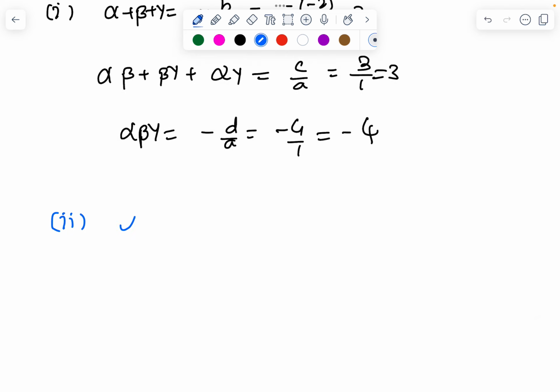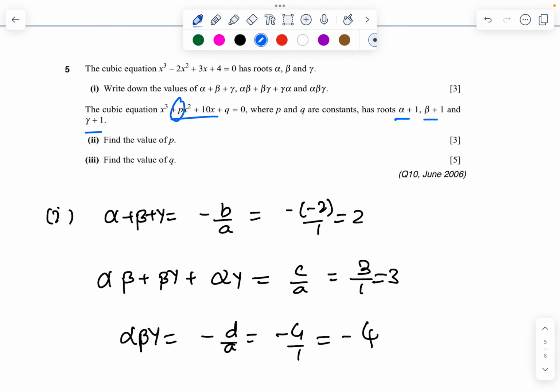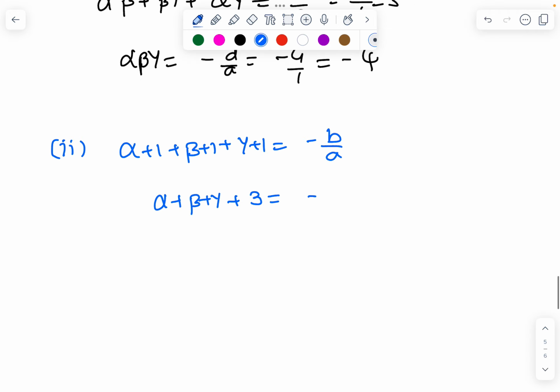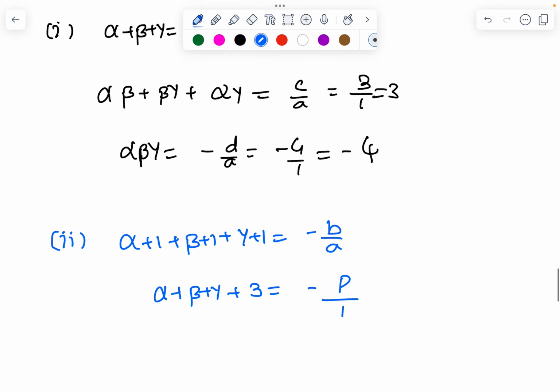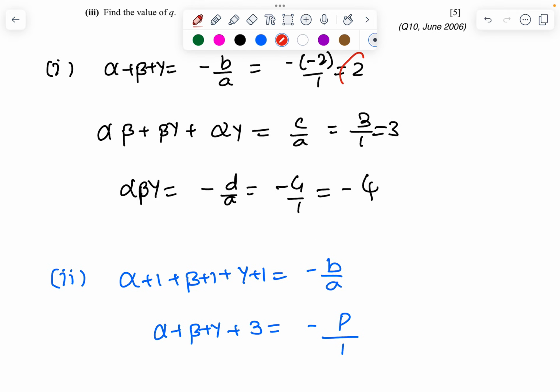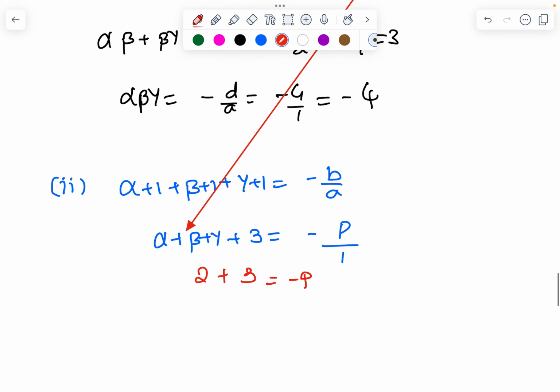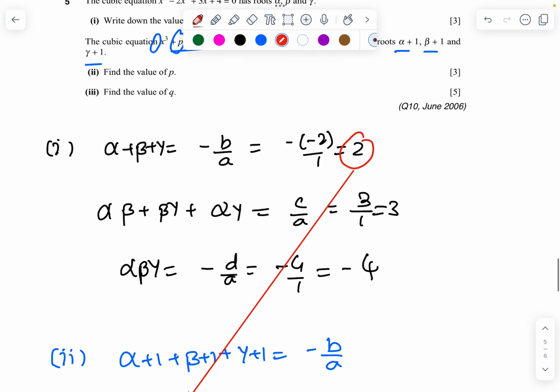So the sum of the roots, alpha plus 1 plus beta plus 1 plus gamma plus 1, should be equal to minus b upon a. So alpha plus beta plus gamma plus 3 should be equal to minus b. B is p and a is 1. Minus p upon 1. But alpha plus beta plus gamma is nothing but what? 2. So 2 plus 3 equals negative p. So negative p equals 5. P equals negative 5.